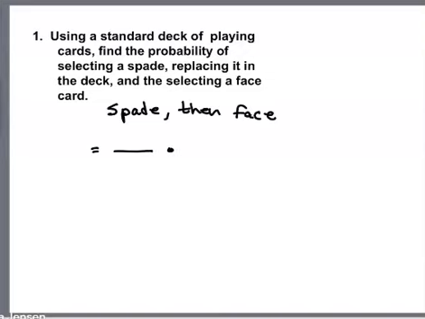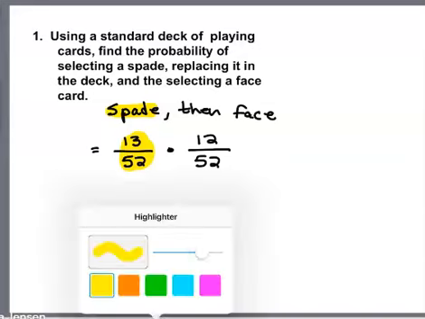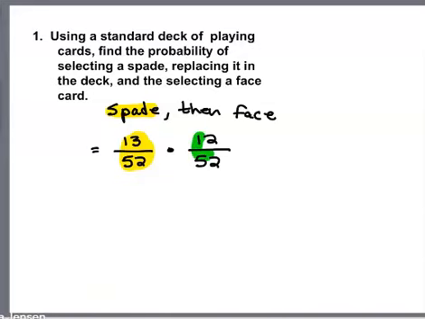What's the probability of a spade? So how many spades are there? There are 13 out of how many total cards? There are 52. So that is just the probability of a spade. The probability of a face card, well, how many face cards are there? There are 12 face cards. How many total cards are there? There are 52. Now, this is an independent event.